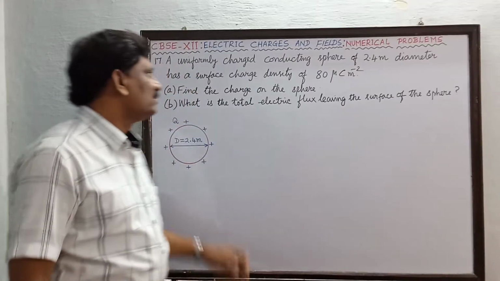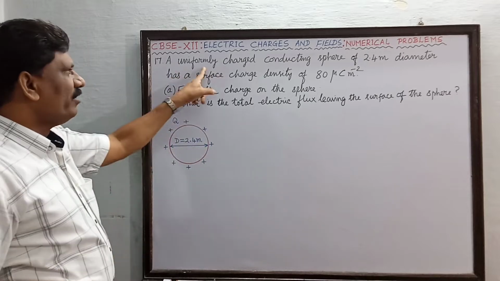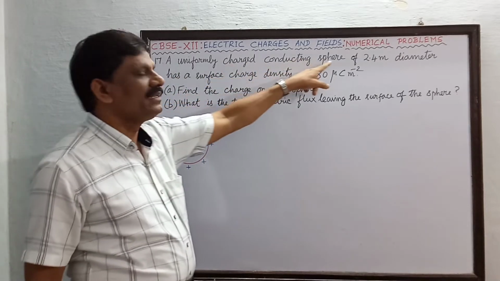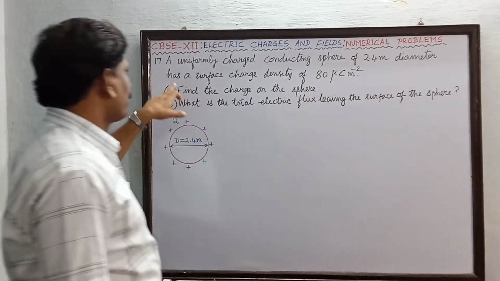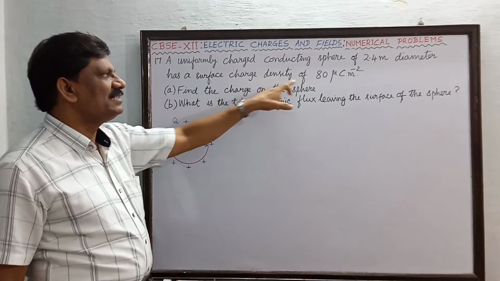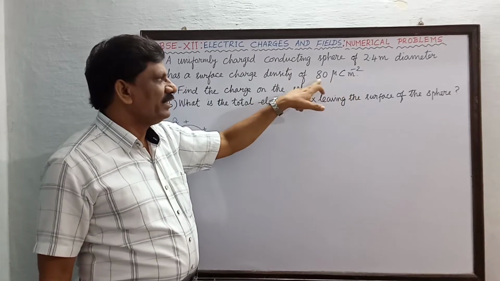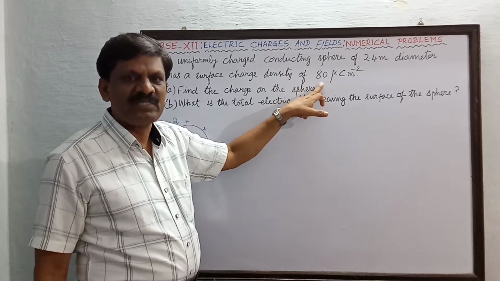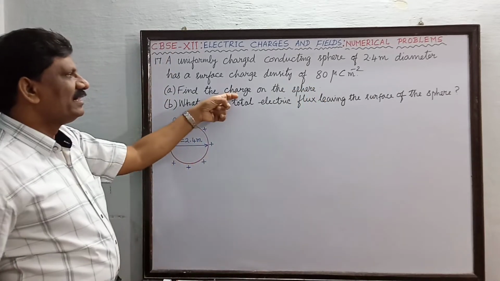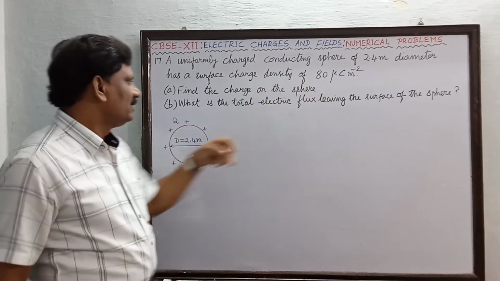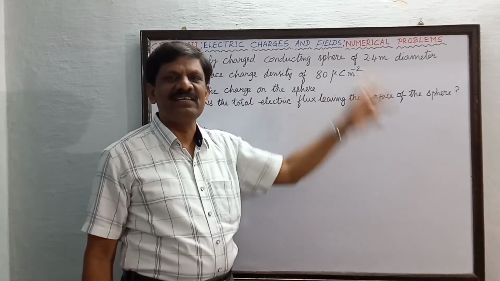Hi students, today we are going to solve problem number 17. A uniformly charged conducting sphere of 2.4 meter diameter has a surface charge density of 80 microcoulomb per meter square. So it is plus 80, so it must be positively charged. Subdivision A, find the charge on the sphere, and subdivision B, what is the total electric flux leaving the surface of the sphere.